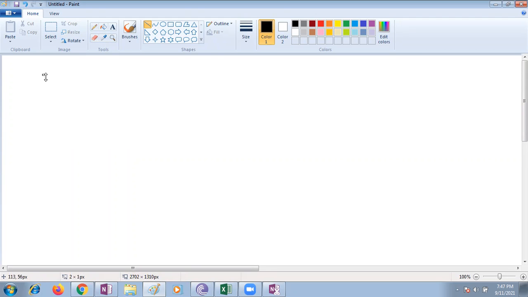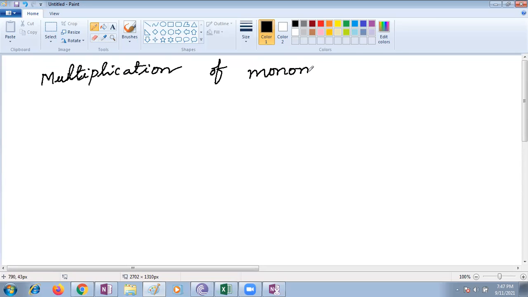The next concept in this: monomial with polynomials, under multiplication of monomial with binomial. Very simple, children. Normal multiplication only. Multiplication of monomial with monomial means what, children? With binomial. Now I'm taking a monomial. Any one thing you can take. Is this the monomial, children? Yes, ma'am.